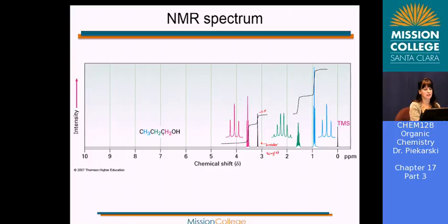the oxygen. This CH2 in green is next to 5 non-equivalent protons, so it's a sextet. So 1, 2, 3, 4, 5, 6. So that makes sense. And then this CH3, which integrates for more protons, is going to be a triplet, right, because it's next to 2 non-equivalent protons.